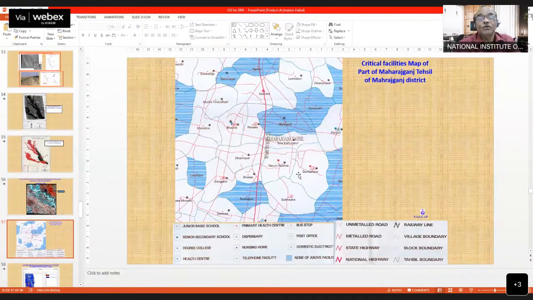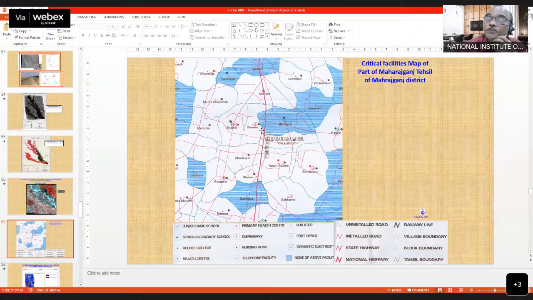Now this is the area that I was telling. Suppose these horizontal lines are there. In those villages, they have some critical facilities. Critical facility means a primary health center or dispensary, or a school, so that during a flood you can shift the public in that area, and roads are there properly. These critical facilities have been prepared in Maharajganj Tahsil and also Gorakhpur.